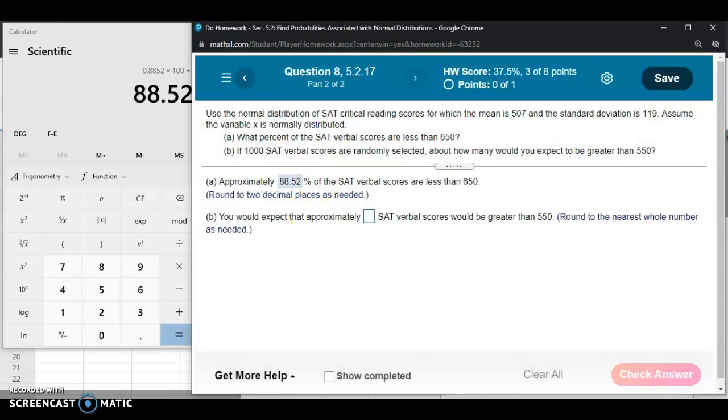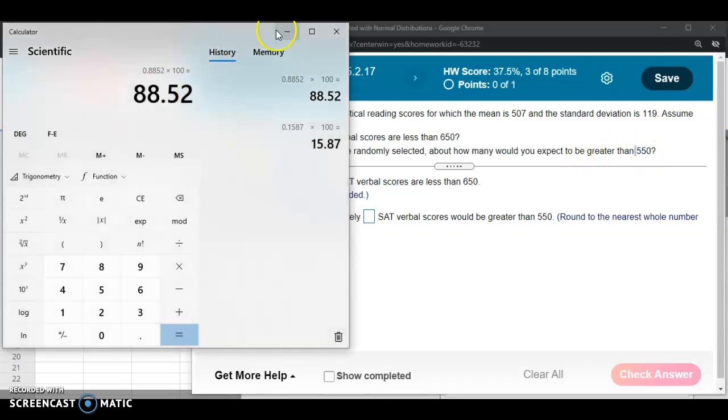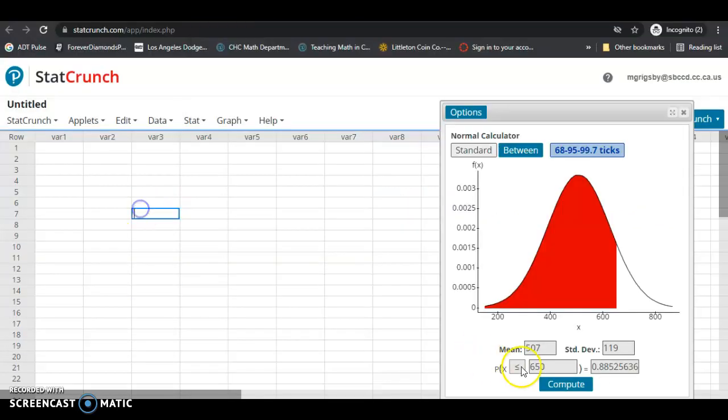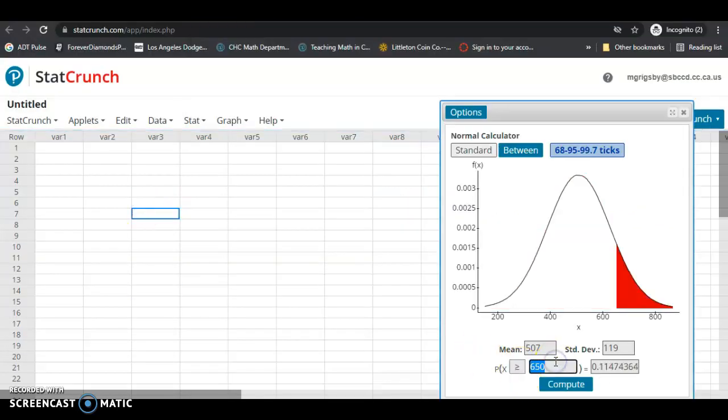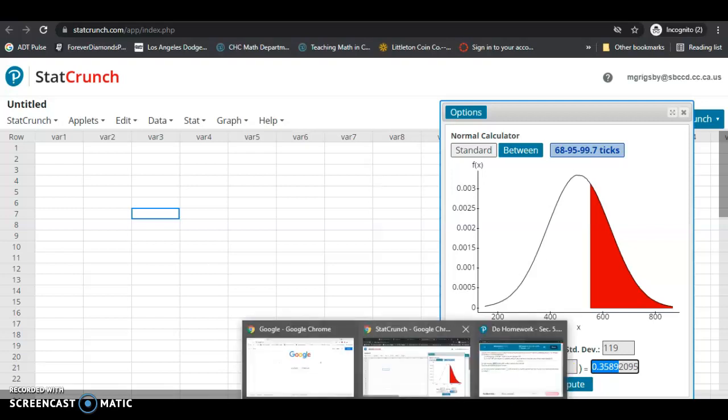And then on part B of the question, if 1,000 SAT verbal scores are randomly selected, about how many would you expect to be greater than 550? Now the number's changed here. It's not 650, but now it's 550. So greater than 550. So that's a different probability. First we get the probability for greater than 550. So we get that decimal, 0.3589, and we're going to multiply it by 1,000.